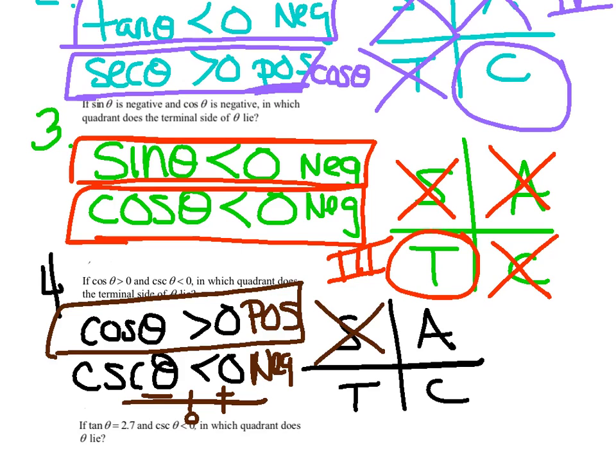So I'm going to kill these two. So out of the two that are left, I want cosecant to be negative. Well, remember, in the first quadrant, everybody's positive. So cosecant can't be there if it's negative. Therefore, it's got to be in quadrant 4.